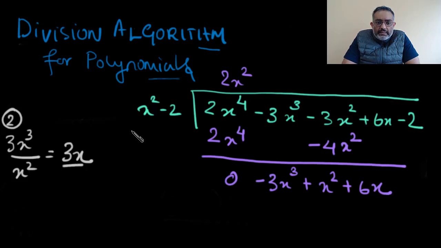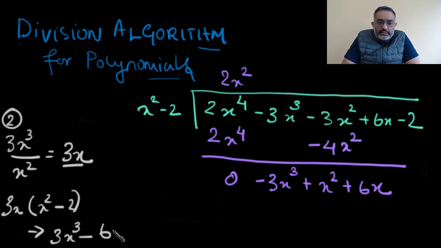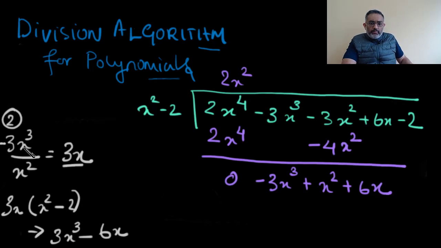Now we multiply this with this term, so 3x multiply x squared minus 2, and we're going to get 3x cubed minus 6x. There is a small correction. I had missed a negative sign over here, so this is minus 3x cubed. So you get minus 3x. So we need to put a negative sign here and a plus sign here. So when you multiply, you get minus 3x cubed, and when you multiply this, you get positive 6x.